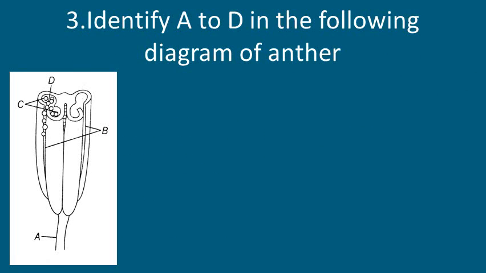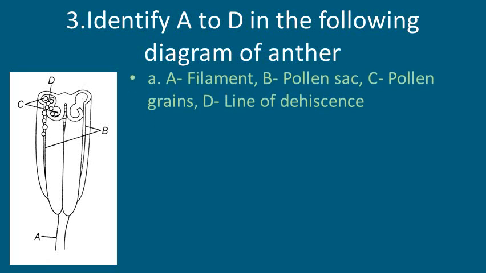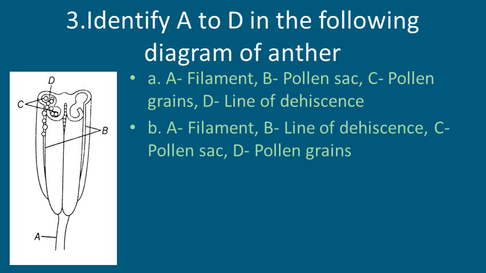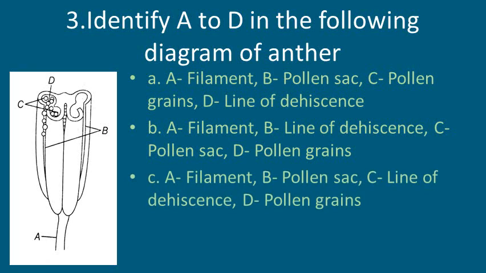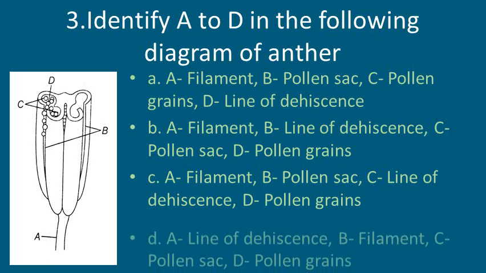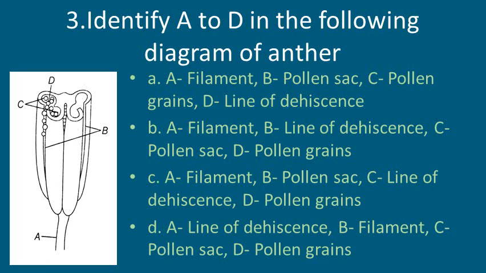Question number 3. Identify A to D in the following diagram of anther. Option A: filament, B pollen sac, C pollen grains and D line of dehiscence. Option B: A filament, B line of dehiscence, C pollen sac and D pollen grains. Option C: A filament, B pollen sac, C line of dehiscence and D pollen grains. And option D: A line of dehiscence, B filament, C pollen sac and D pollen grains. Clearly we have to find out the answer from the diagram.